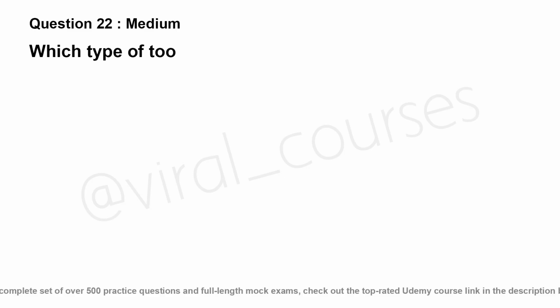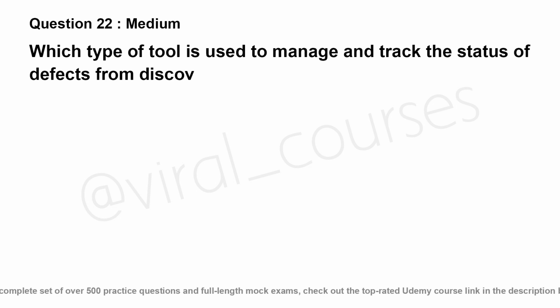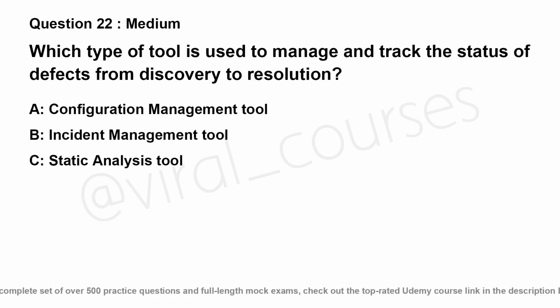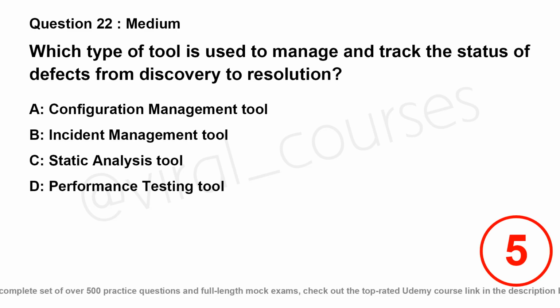Which type of tool is used to manage and track the status of defects from discovery to resolution? Option A, configuration management tool. Option B, incident management tool. Option C, static analysis tool. Option D, performance testing tool.